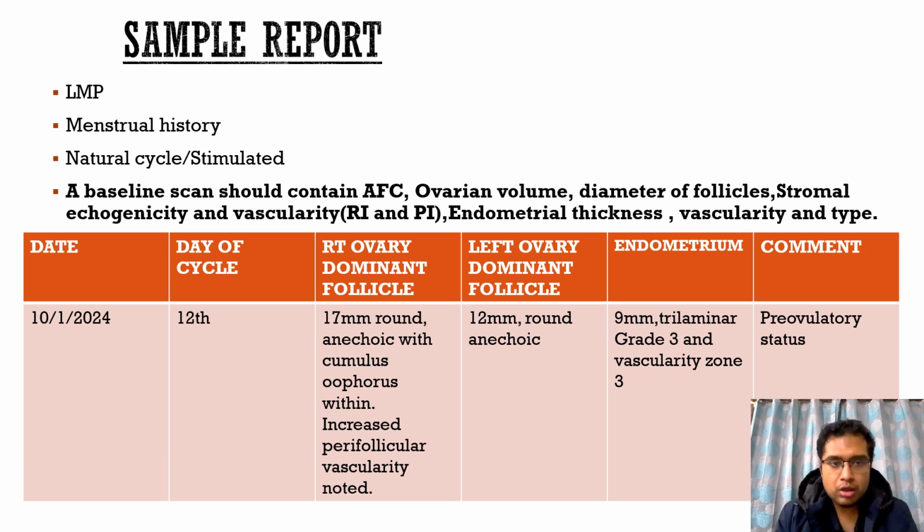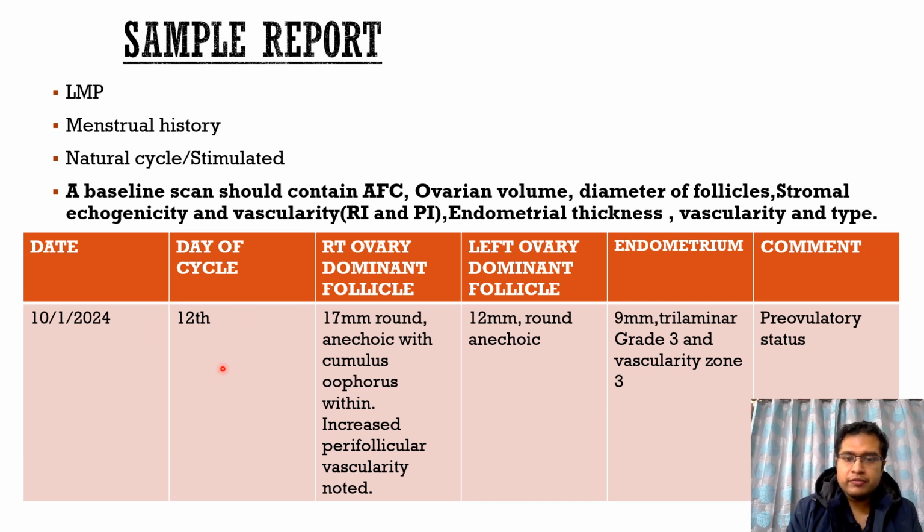This is a sample report of a follicle monitoring. We have to mention the last menstrual period, menstrual history, and whether the cycle is a natural cycle or a stimulated cycle. The baseline scan should contain antral follicular count, ovarian volume, the diameter of the follicles, the stromal echogenicity and vascularity, which is indicated by RI and PI, and the endometrial thickness, vascularity, and type. For follicular monitoring beyond the baseline scan, we have to mention the date, the day of the cycle, then right ovary and left ovary dominant follicle, then endometrium, and then comment.